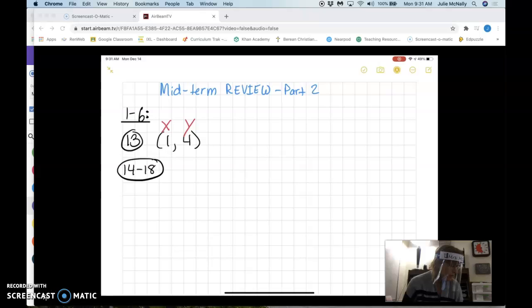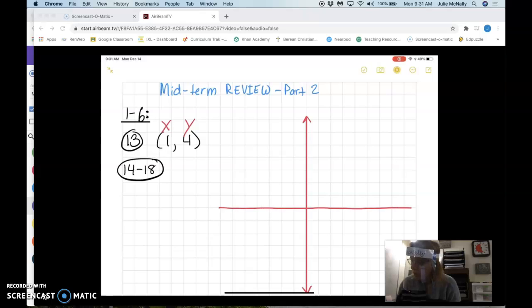So for 14 through 18, it says draw a graph and label the following. So on your paper, I did not leave you a lot of space, but try to find a space where you can draw a graph. And we're going to label all these different parts of the graph. This is 14 through 18. I combined a bunch of numbers together.